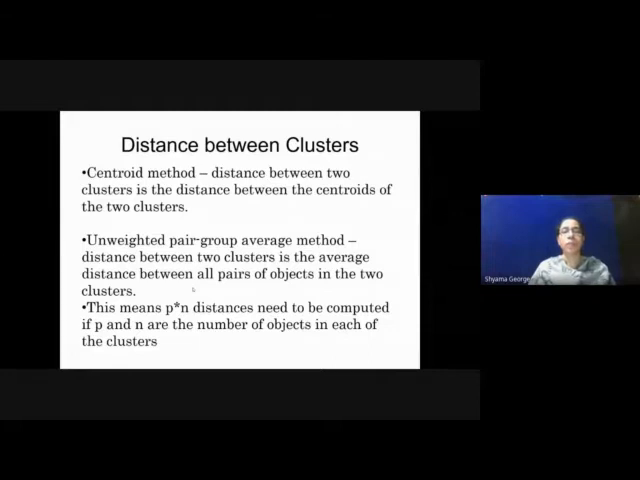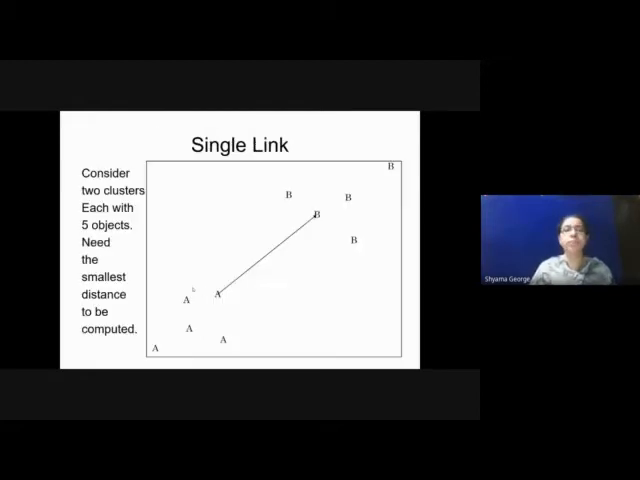Then the unweighted pair group average method: we find all the pairwise distances, then take the sum and find the average. So if there are p objects in one cluster and n objects in another cluster, there will be p into n distance measures. We find the sum of all these and divide by p into n. These are the iterative representations for the different distance measures to find distance between clusters.